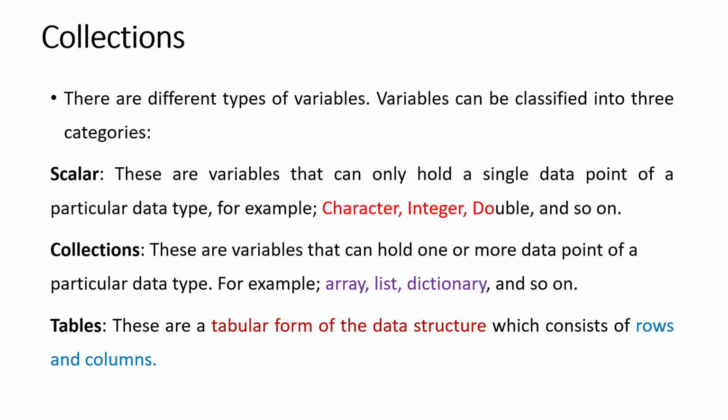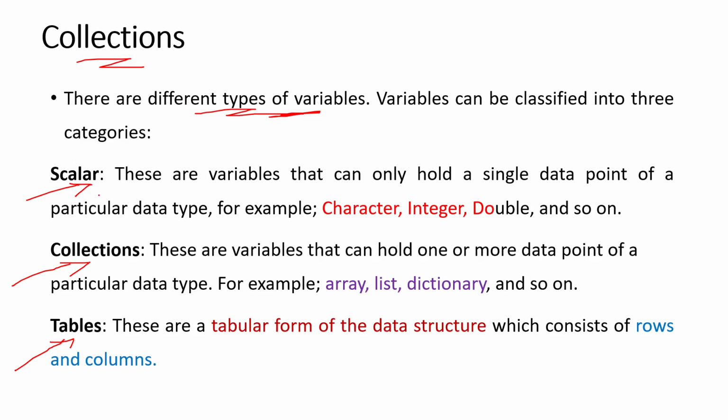Now we shall see about the collections. We already have some information about collections. Before going directly to collections, we shall see at a high level that you can have different types of variables. Generally, you can have a variable of type scalar, of type collections, or of type tables. Now we shall see at a high level what a scalar type variable means, what a collection type variable means, and what a table type variable means.